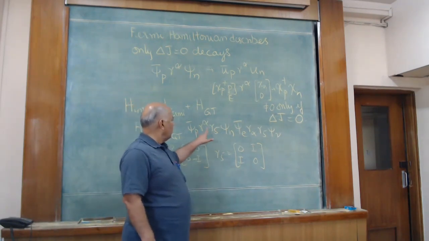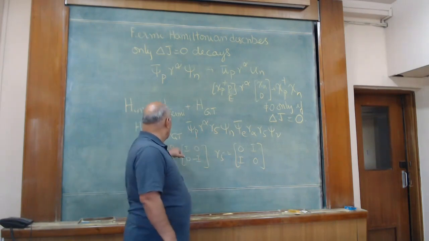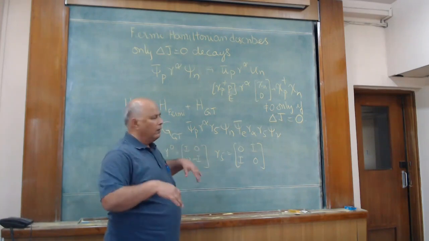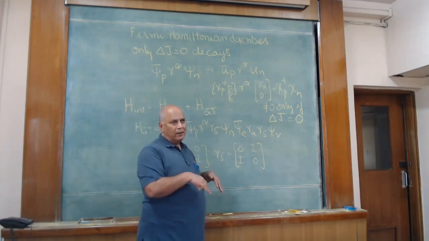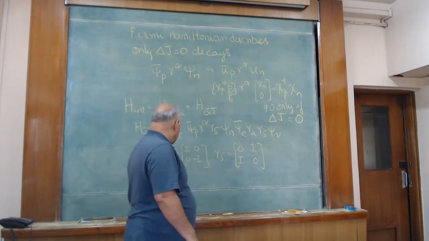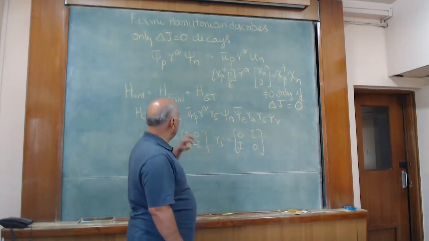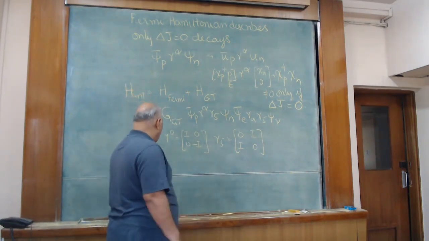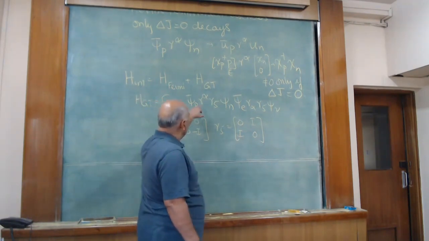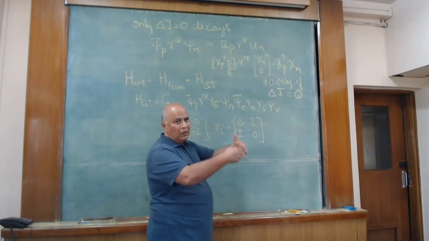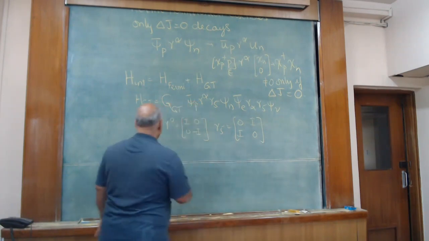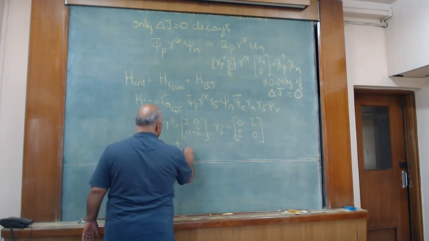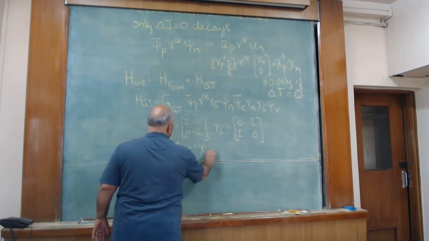So because of this gamma 5, now gamma 0 gamma 5 is off diagonal, and gamma i gamma 5 is diagonal, and because of which you find what I get now. So it is the gamma i gamma 5 which will now contribute, and you will find that I have chi p dagger sigma i chi n.